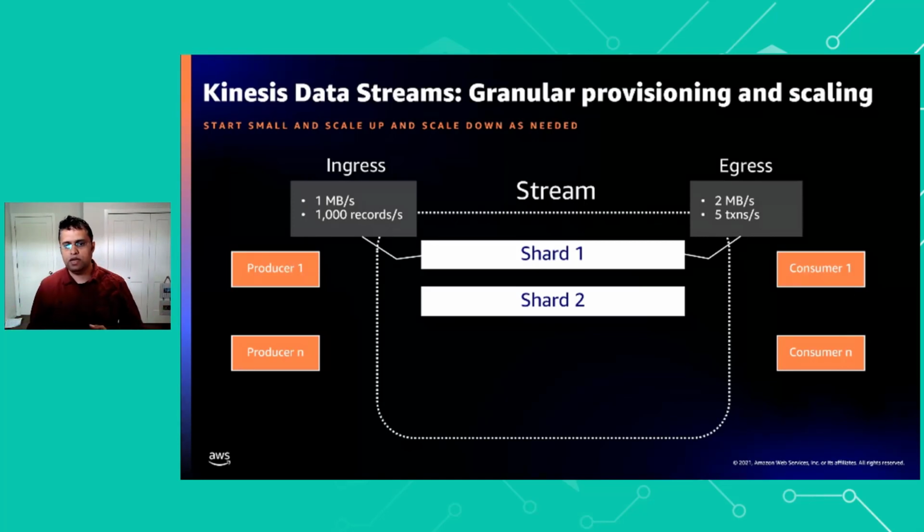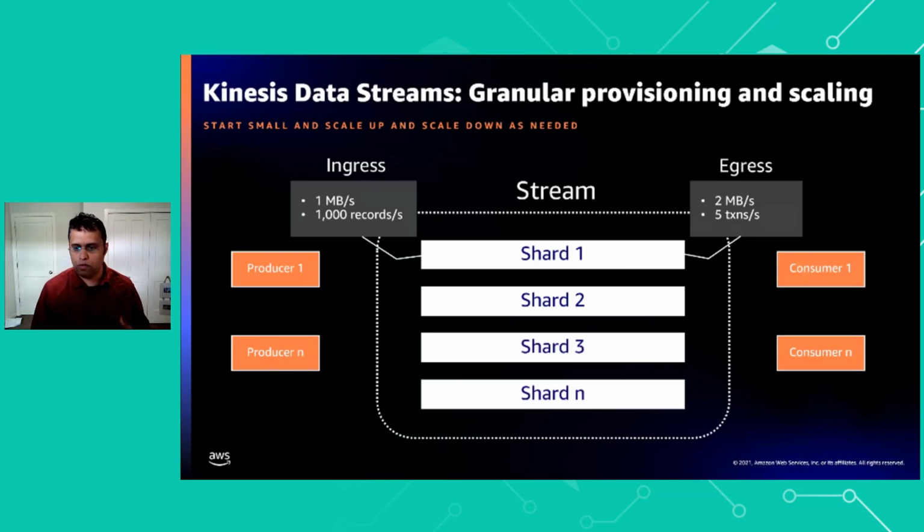1 megabyte per second in and 2 megabytes per second egress. So if you need 2 megabytes per second, you would have two shards. And say you need more capacity, you would simply add more shards to your data stream. So specifying capacity and scaling capacity is dramatically easy with Kinesis Data Streams.